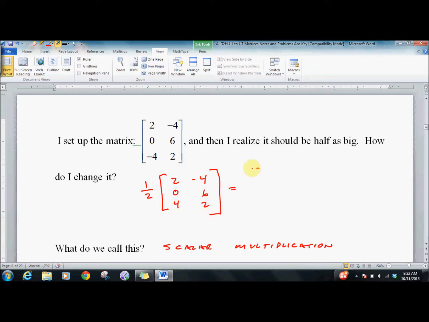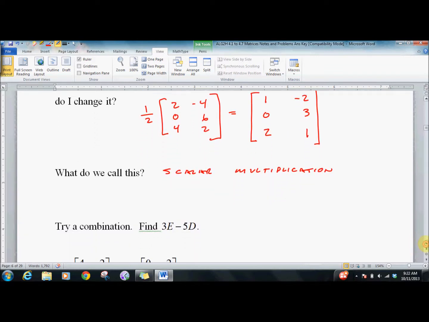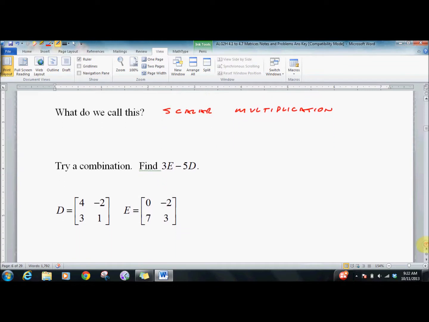And just multiply each piece by 1/2. Notice I made it nice and easy. It usually is not. But again, you can just do this with a calculator. Pardon me, with an Excel spreadsheet. So now we can double things up.